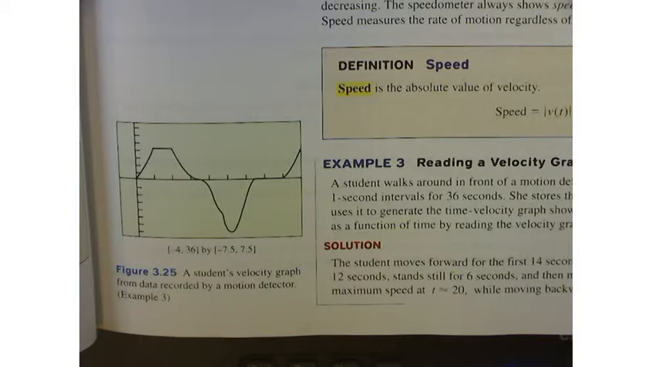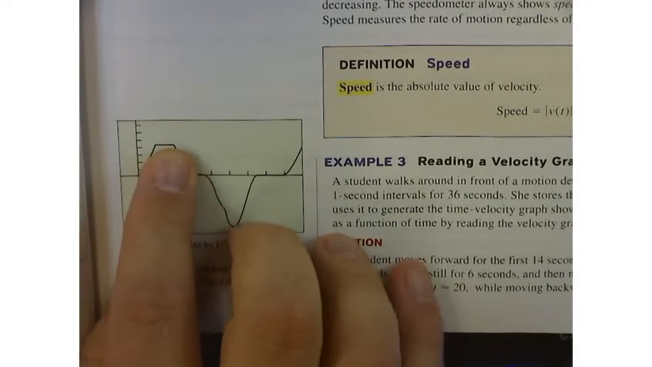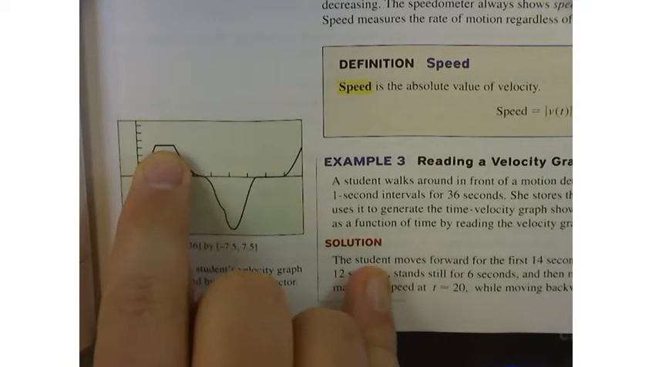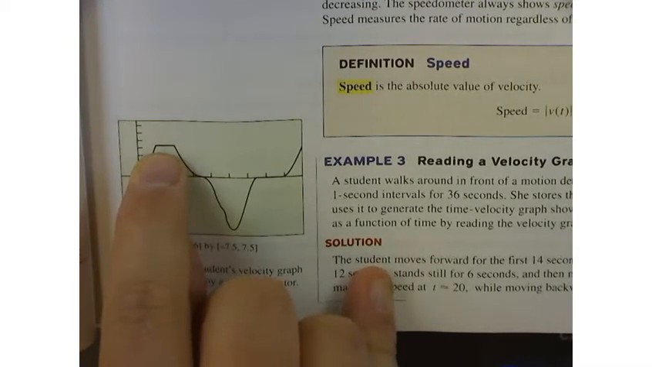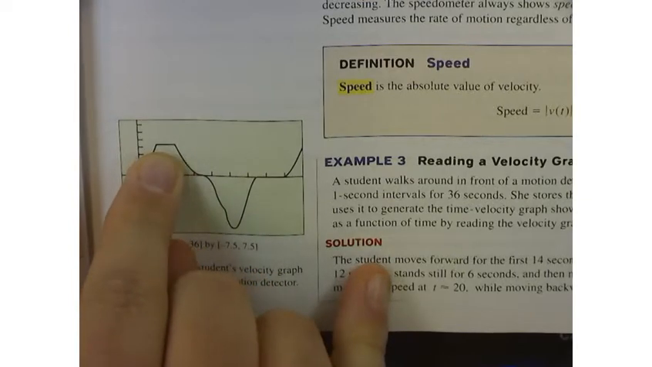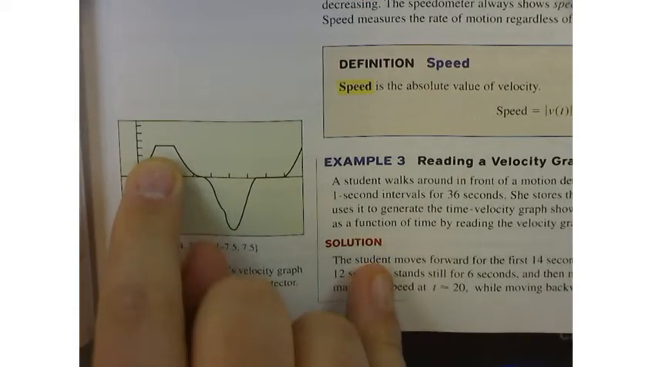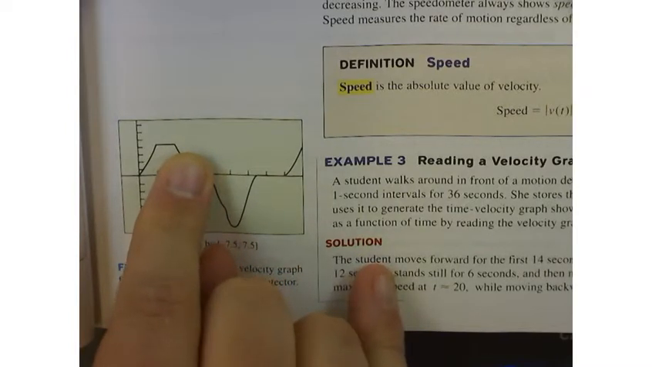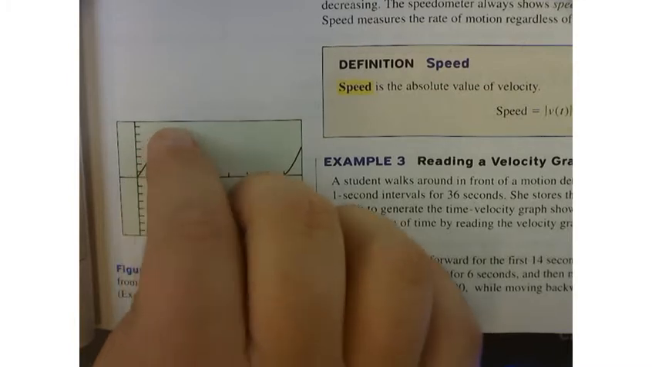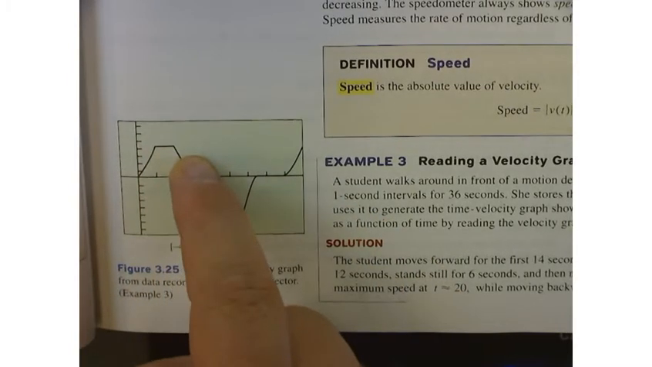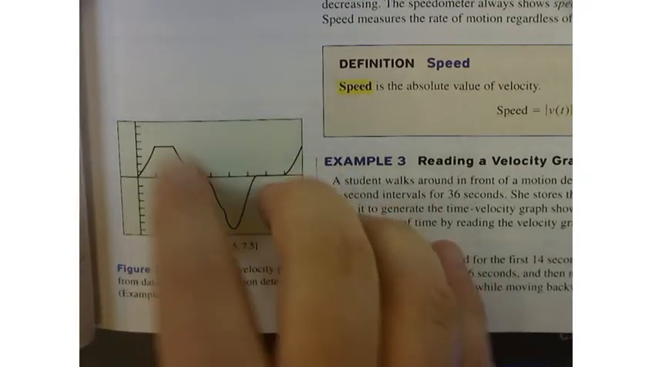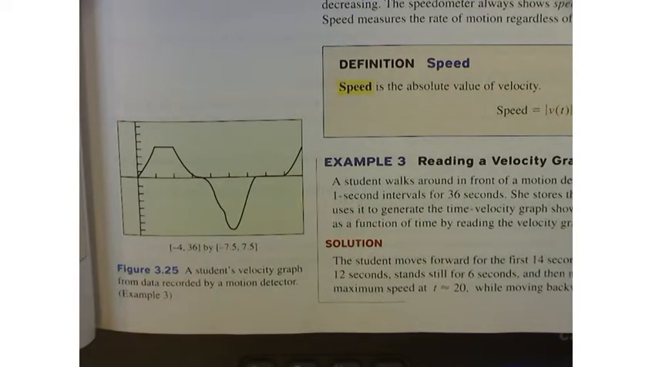Yeah, see, so that's the clue, right? The maximum value. In other words, when she speeds up, her velocity increases, and then there's no change in her velocity. She maintains the velocity, and that's pretty fast, but she's moving in the positive direction. And then she turns around and starts to walk back towards the detector. When she does that, it becomes a negative velocity, right?